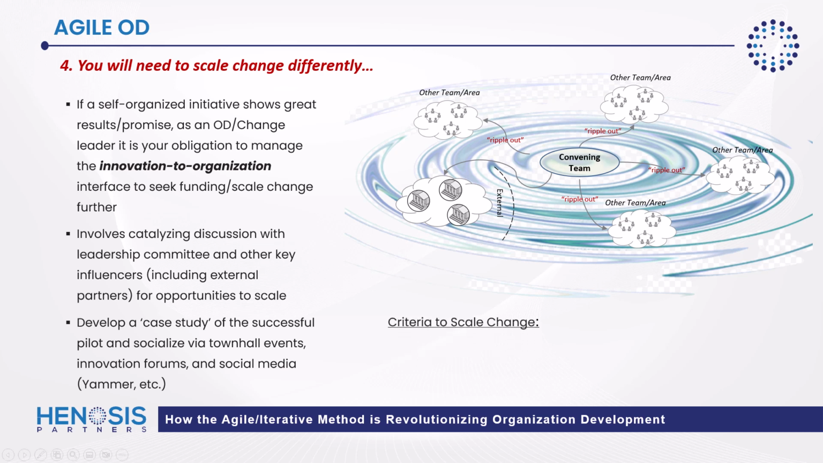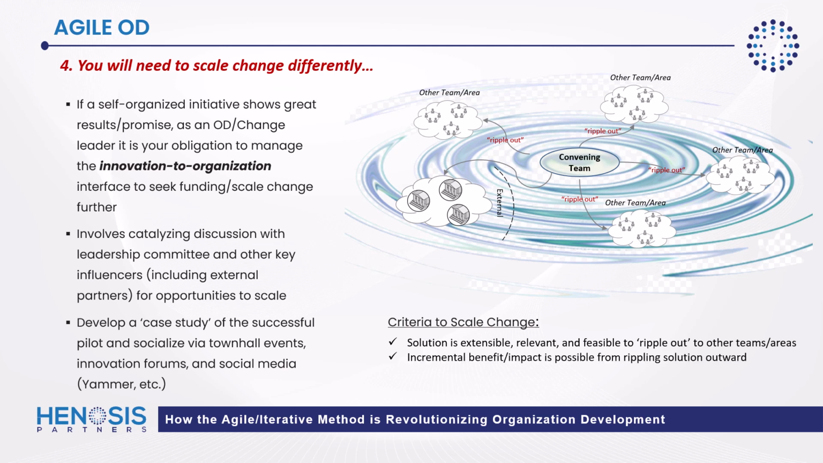The criteria that you can share with leadership on what would serve as good candidates to scale change further is the following: whether the solution is extensible, relevant, and feasible to ripple out to other teams or areas within the organization. Another criteria is whether incremental benefit and impact is possible from rippling the solution outward. And finally, we would be looking for initiatives where the incremental effort to scale the benefits is moderate to low, that certain accelerators exist to fast flow the scaling efforts.